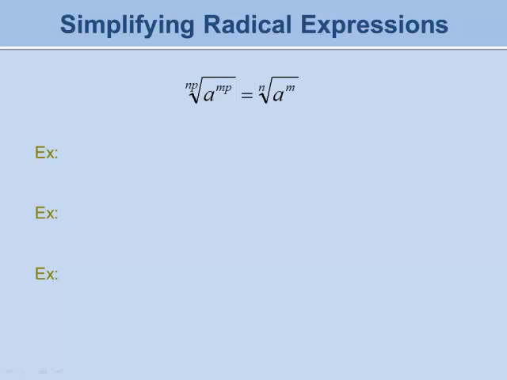All right, here's another rule that can simplify some of the work when you're doing radical expressions. And it says, if you're taking the npth root of a to the mp, that's equivalent to the nth root of a to the m. In other words, if you have a common factor in your power and your index, you can cancel those out and simplify it down to a simpler form.